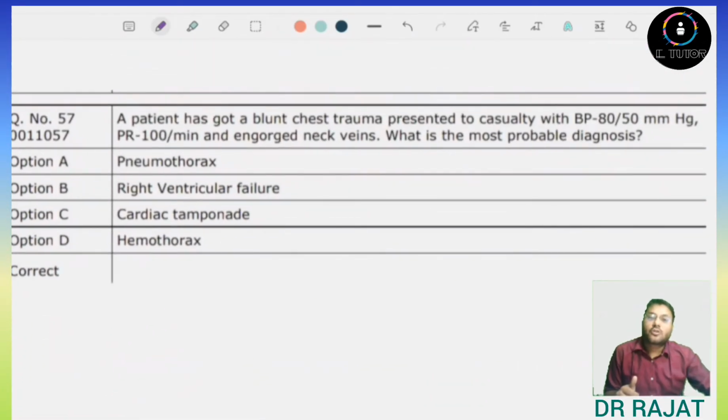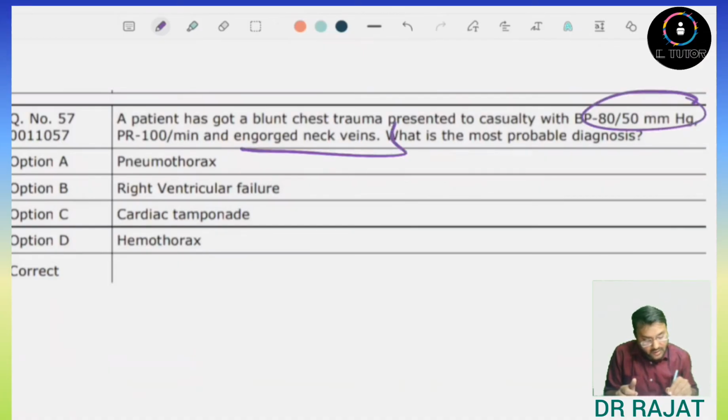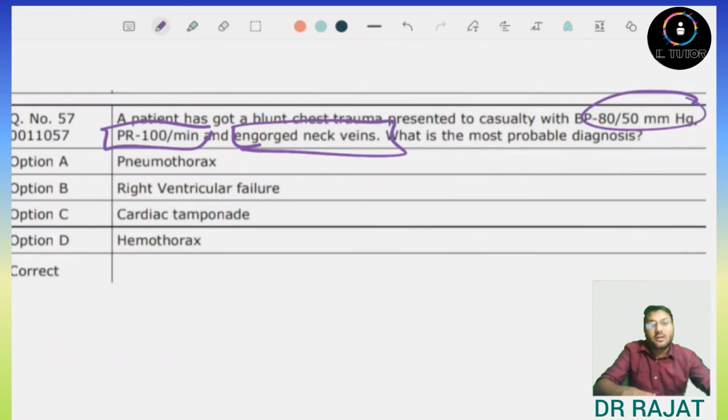A patient who has got a blunt chest trauma presents to casualty with BP of 80 by 50. PR is 100 per minute and engorged neck veins are present. What is the probable diagnosis? So we know that here hypotension is given, engorged neck vein is given, and tachycardia is given. And it occurs after the blunt chest trauma. So after the blunt chest trauma, most commonly pneumothorax can be there, cardiac tamponade can be there.